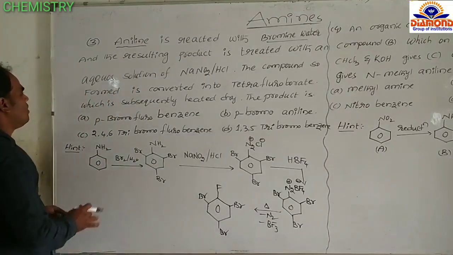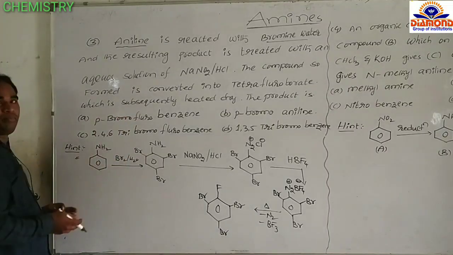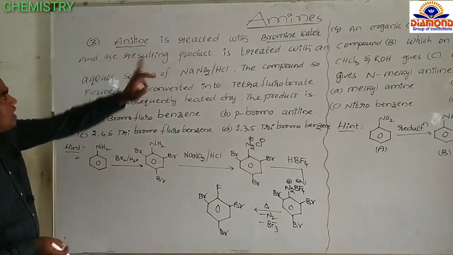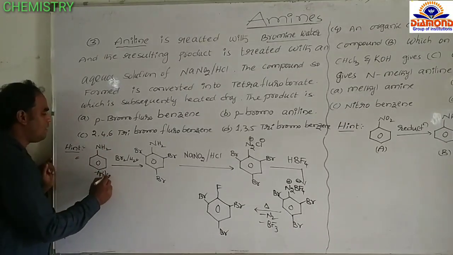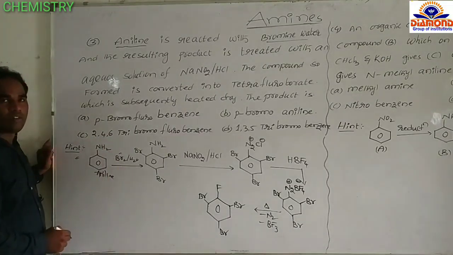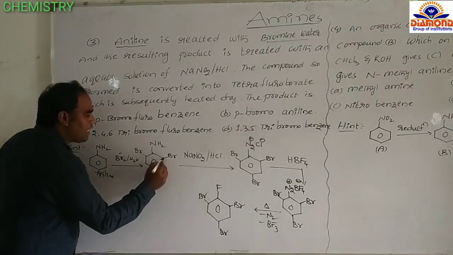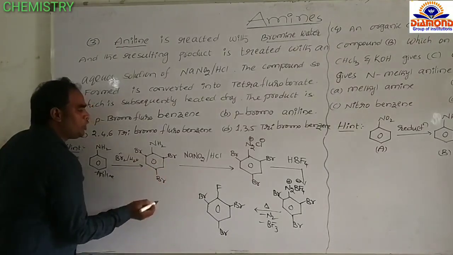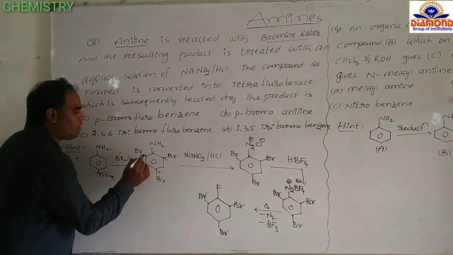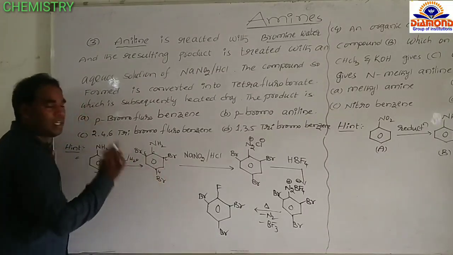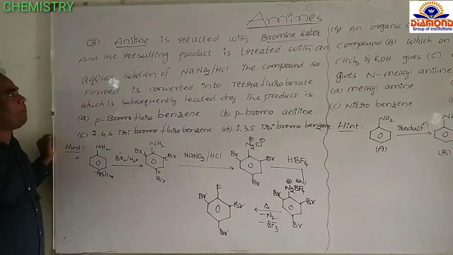See here, student, for this question this is a hint. Aniline is reacted with bromine water. So this is aniline. Aniline is reacted with bromine water. What happens here? At ortho and para positions, so this is number 1, 2, 3, 4, 5, 6, 2,4,6-tribromoaniline is obtained.